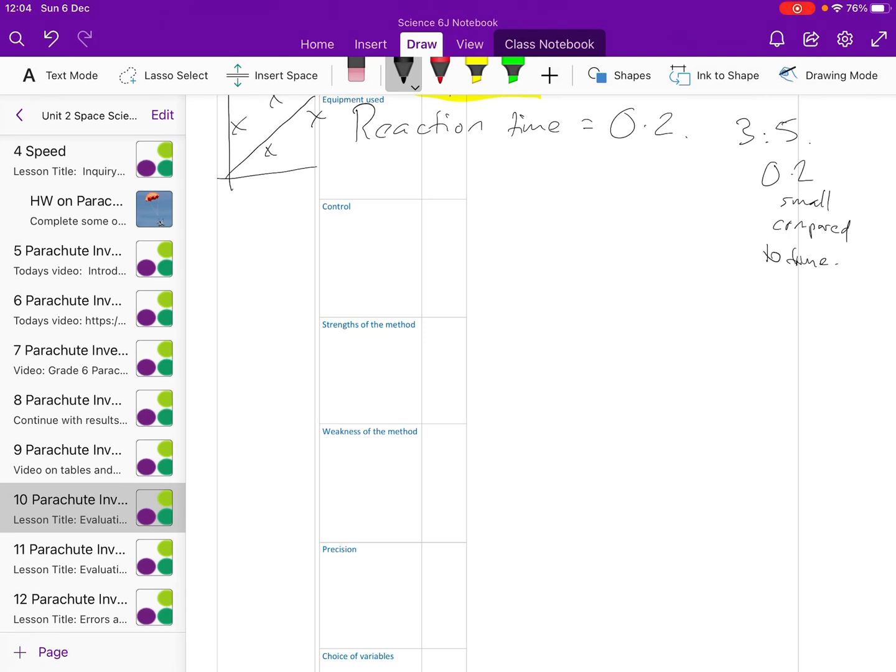If you were timing something that lasted 0.1 seconds and you have a reaction time of 0.2, your numbers are going to be very bad. If you're timing something that lasts 3 hours and you have a reaction time of 0.2 seconds, then the reaction time has no impact whatsoever. Yeah? So you need to comment on that.